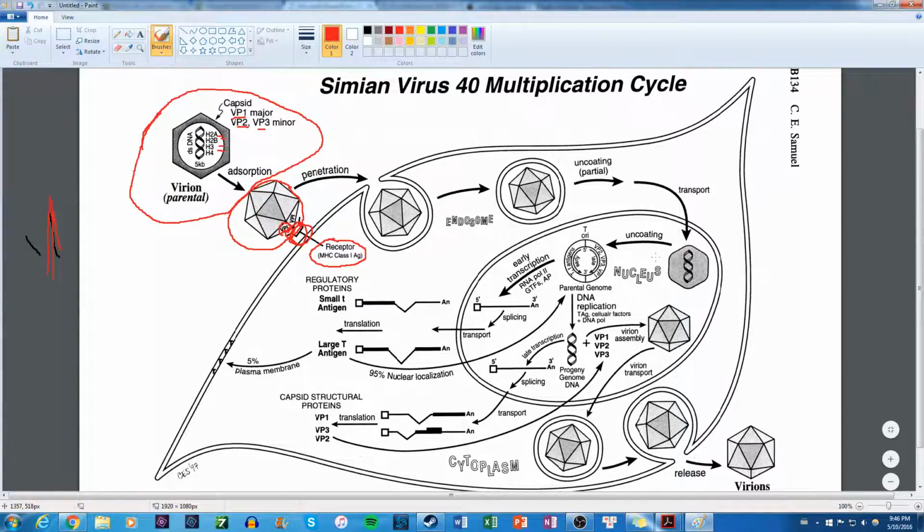Once it's in the nucleus, you have a full uncoating. So you see this is the virus after partial uncoating. After full uncoating, you just have pure DNA.